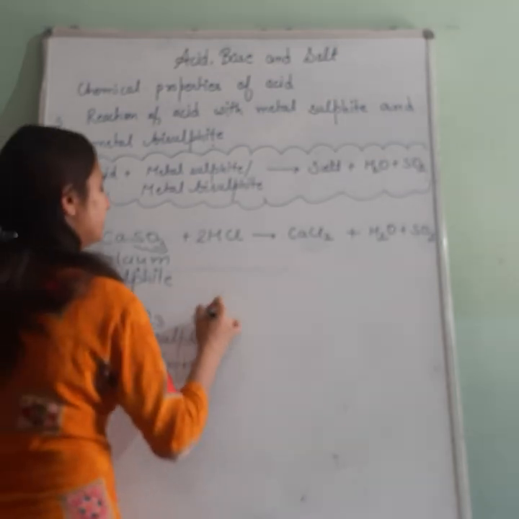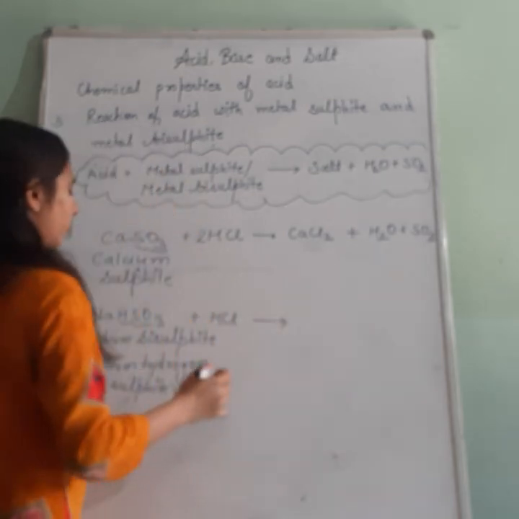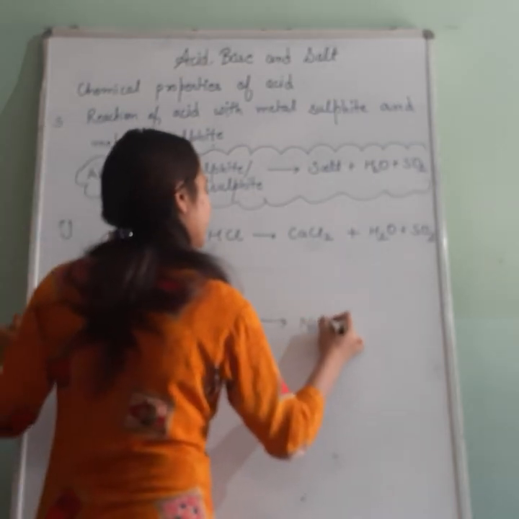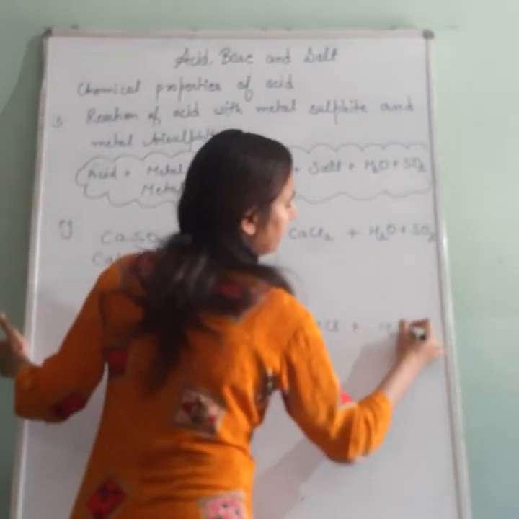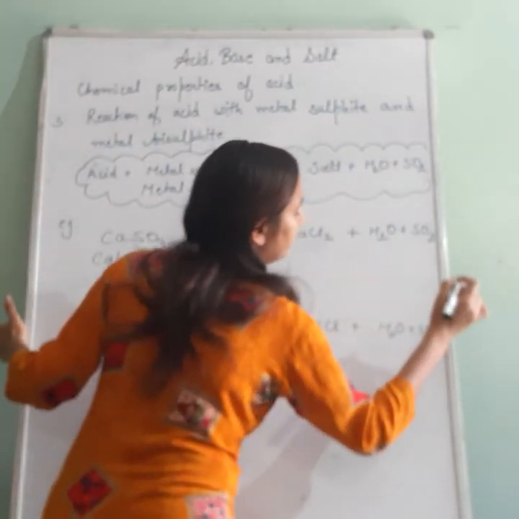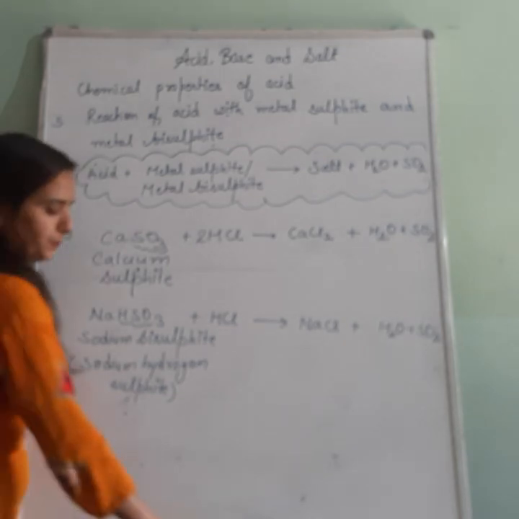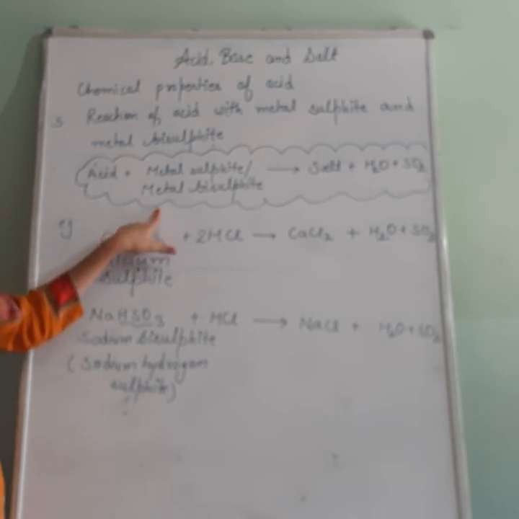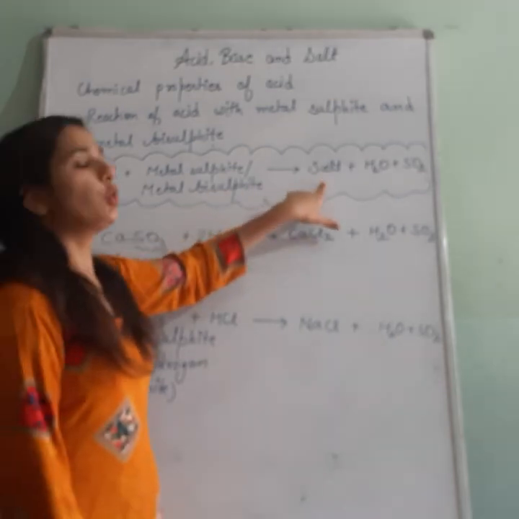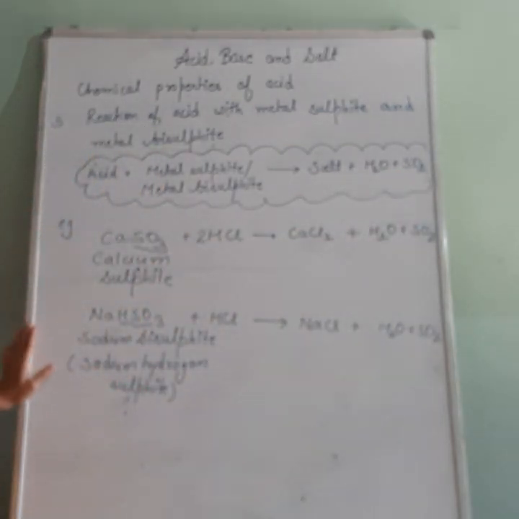When sodium hydrogen sulfite reacts with HCl, it again forms NaCl, salt, water and SO2, and the reaction is already balanced. Note it down. Acid with metal sulfite and metal bisulfite forms salt, water and SO2. These are the 2 examples.